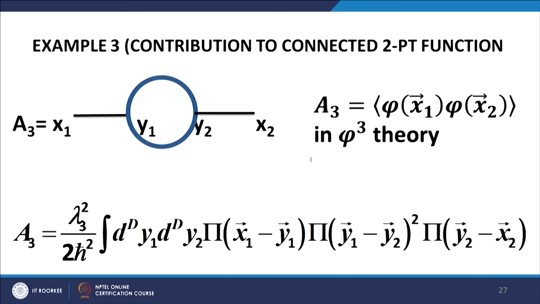integration over y1 and y2 both, because these are two vertices in d dimensional space time, and therefore, they need to be integrated over. And also note that because there are two lines joining y1 and y2, we have the square of the propagator between y1 and y2 within the integrand.